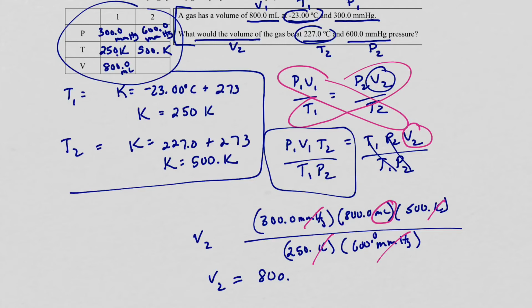of 800 milliliters. So it turns out that the volume did not actually change, and that is because the pressure increased by 2, so that would make the volume cut in half, but because the temperature doubles, that's going to bring the volume back up to the original volume. So it's a lot of work just to figure out that the volume doesn't change.